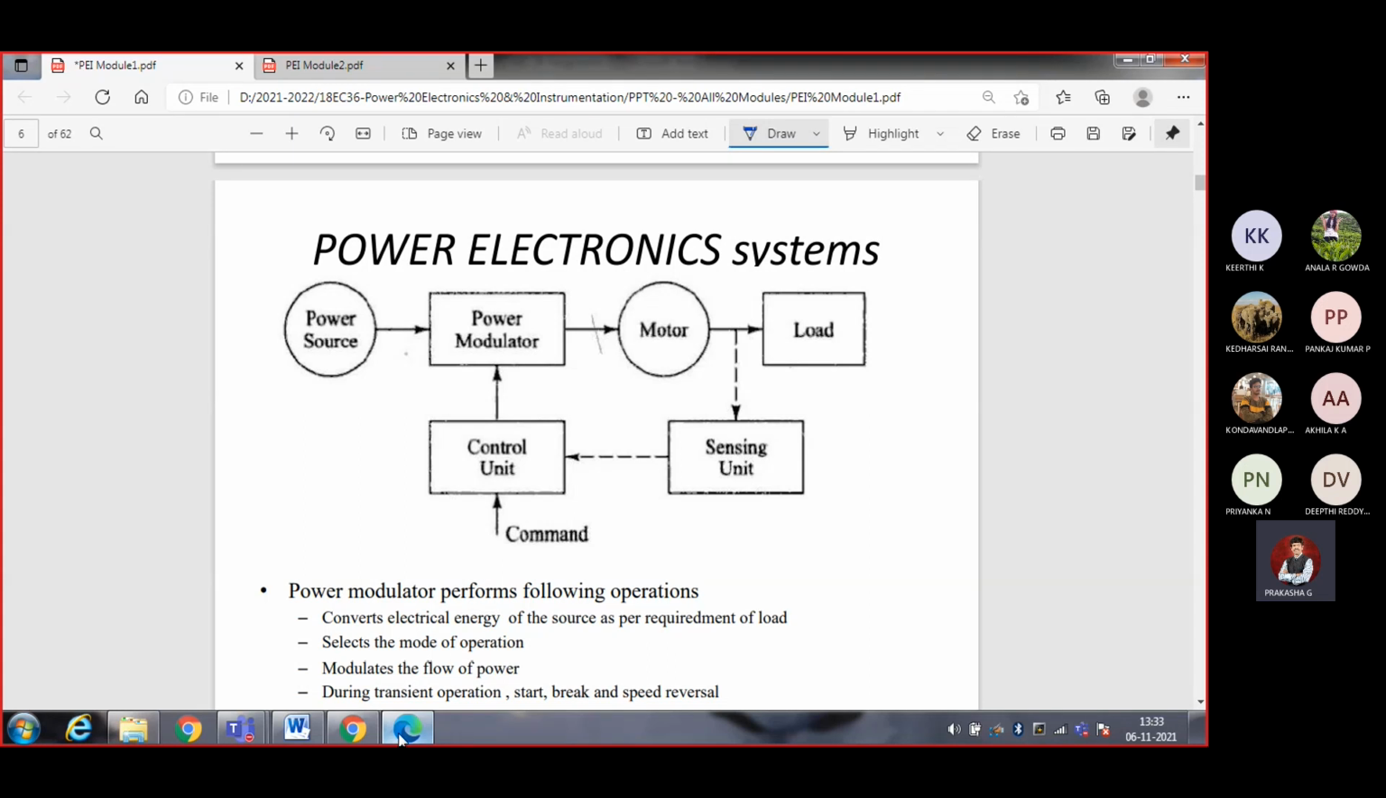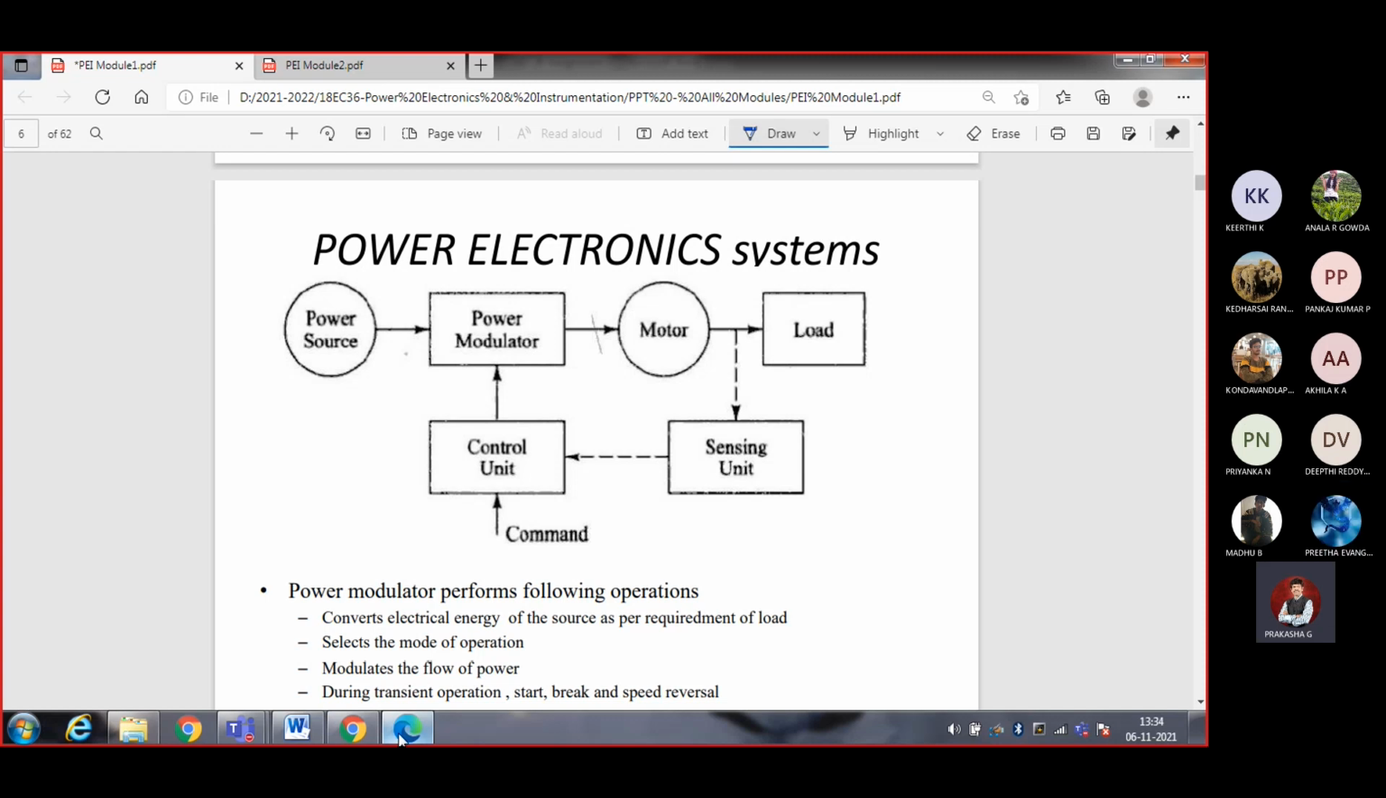I have given you the example of a laptop or a mobile. A laptop needs a power supply, a 230 volts power supply. But the 230 volts power supply needs to be converted as per the laptop's power requirement. It may be 15 volts, it may be 12 volts, like that. It needs to be converted. So that is the major functionality of the power modulator. The power modulator takes the actual 230 volts from the power source, the AC source, and modulates that. Once it is modulated, it will be applied to the motor.